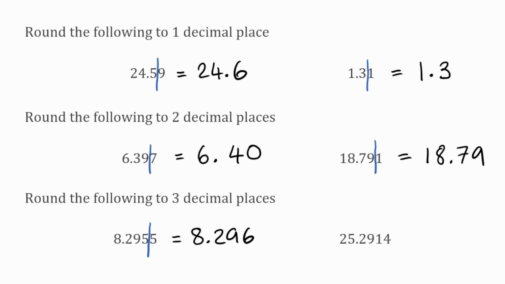And for this very last example, we've got 25.2914. So again, we've got 2 in the first decimal place, 9 in the second decimal place, 1 in the third decimal place. So I'm going to put my line between the 1 and the 4. So then we look at the digit on the right-hand side. It's a 4. So that means I'm going to keep the previous digit the same. So the 1 remains as a 1. So this 25.2914 would round down to 25.291. So well done if you followed along with those questions.